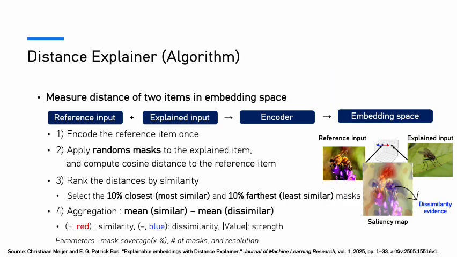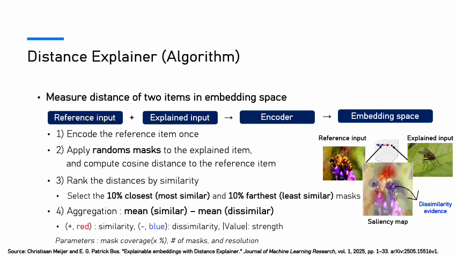To measure the distance between two items in embedding space, the authors designed the following procedure. First, the reference item is encoded once, then random masks are applied to the explained item, and each masked version is compared to the reference using cosine distance.